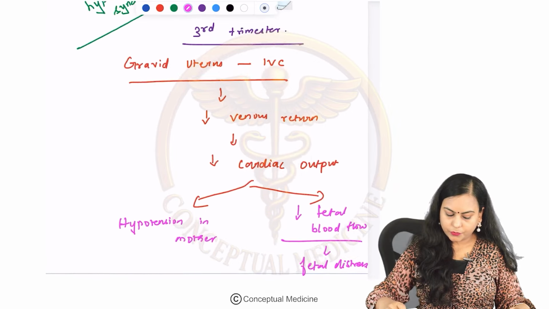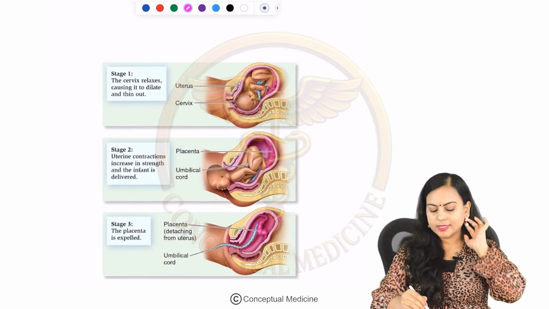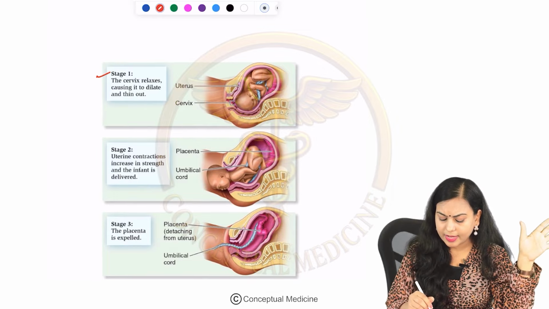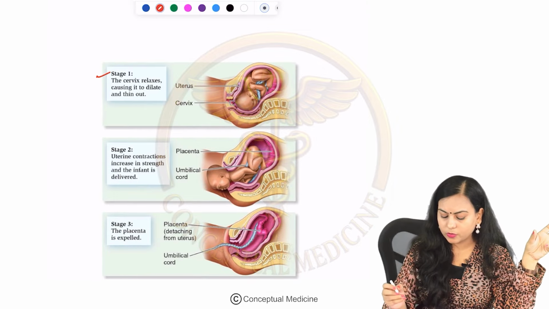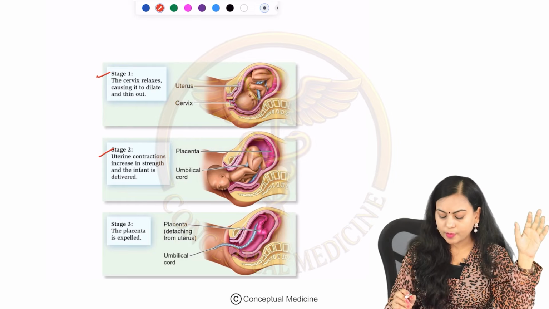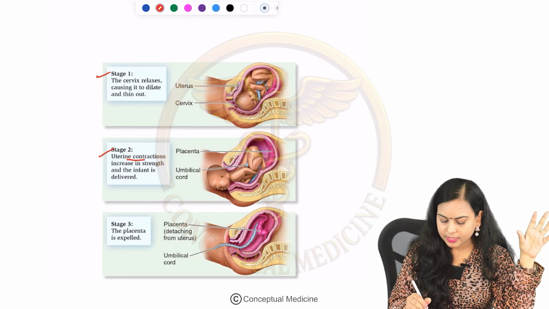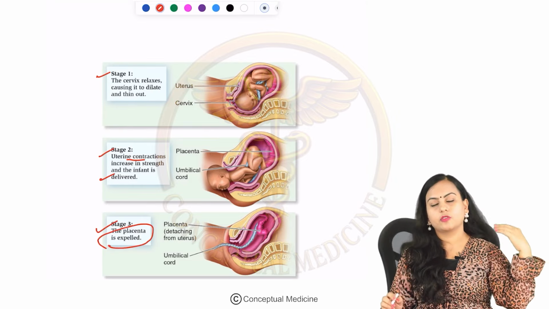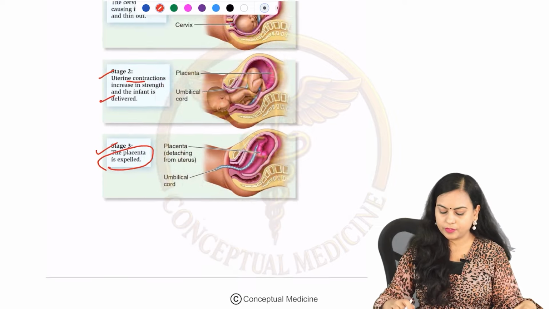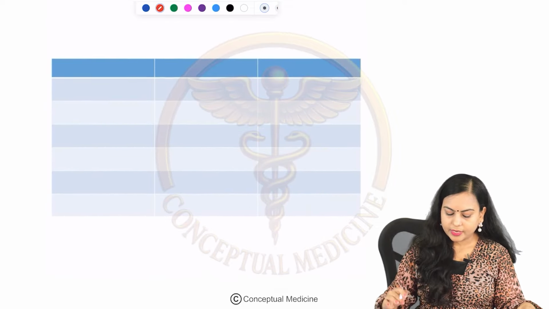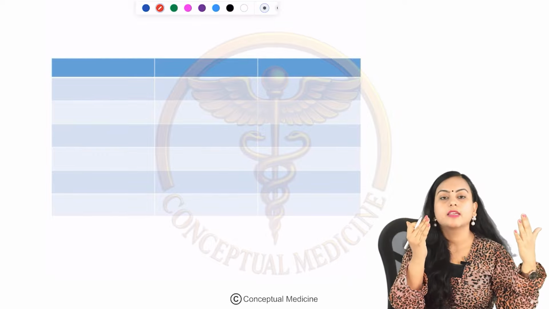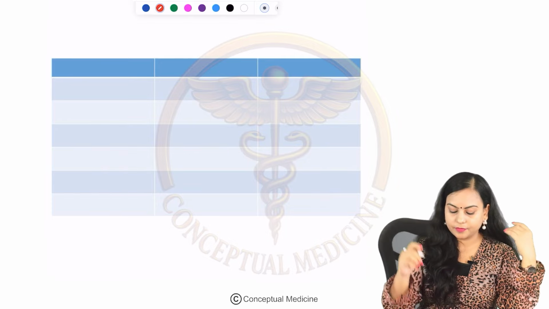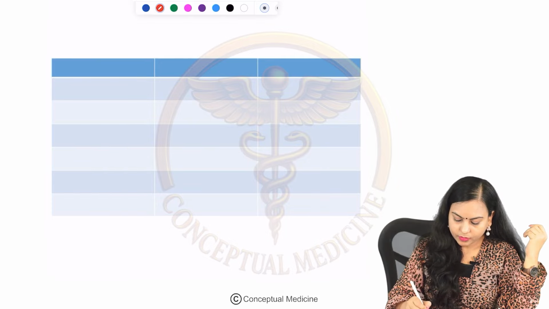Yes. Now, let us discuss the stages of labor. So the first stage is when the cervix relaxes, causing it to dilate and thin out. Then in stage 2, you will have uterine contractions that increase in strength and the infant is delivered. And stage 3 is where the placenta is expelled. Okay, we have 3 stages of labor, right? Now, let us discuss how many hours these stages will last in both a primary as well as in a multi.